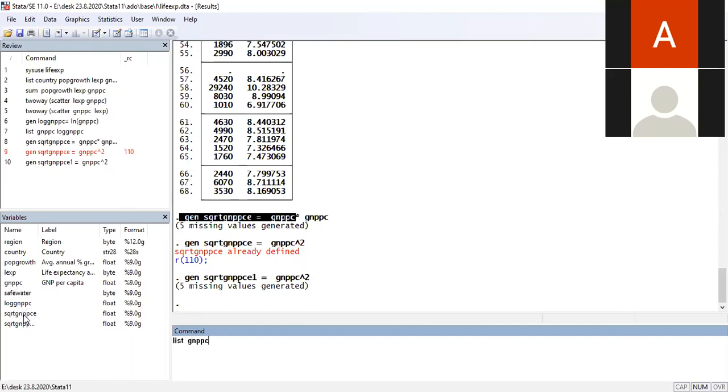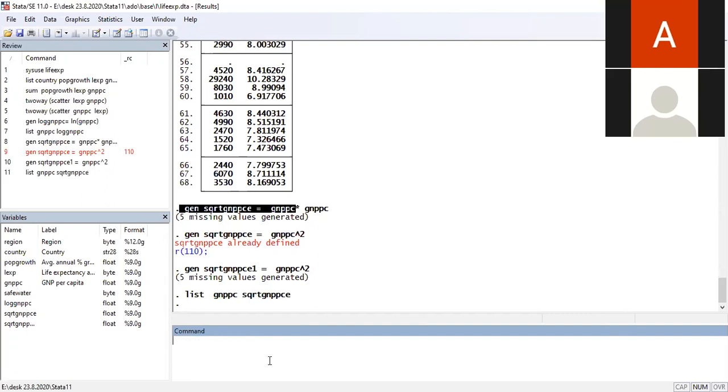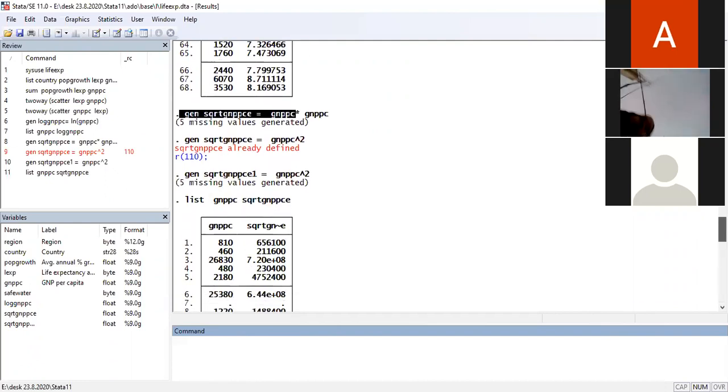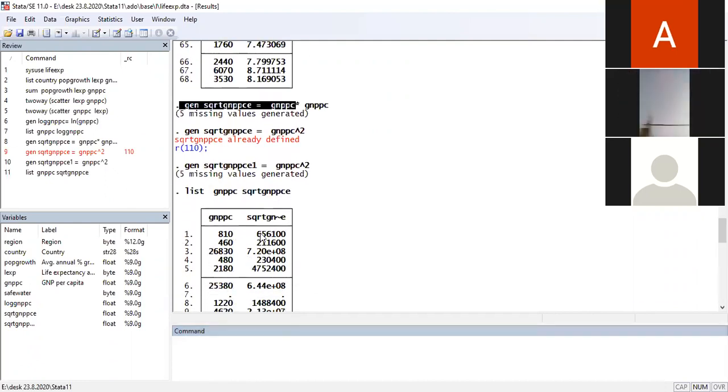GNP and square of GNP per capita. Here, look, 810 and this big number, 460 and this big number, and so on. So the square is generated. So gen is a kind of useful command if you want to generate a new variable.